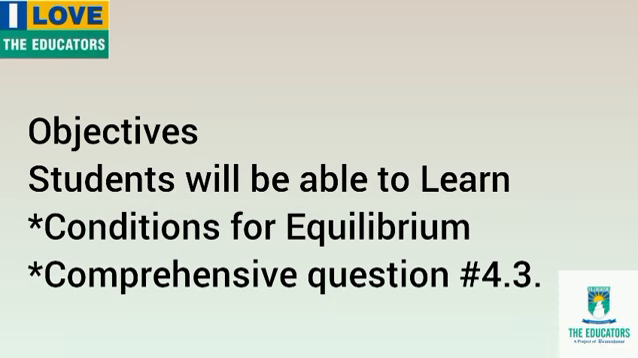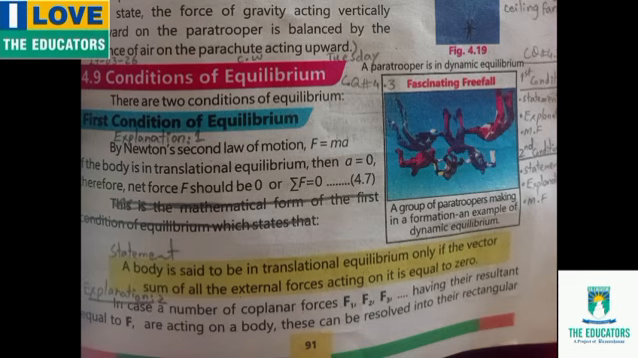Let's start today's lesson. Today's objectives are: you will be able to learn conditions for equilibrium and solve comprehensive question number 4.3. Open your book to page number 91 and mention the classwork, date and day. Conditions of equilibrium is comprehensive question number 4.2. On the right side of the page, you can see the headings. How can you learn and write them in your register?